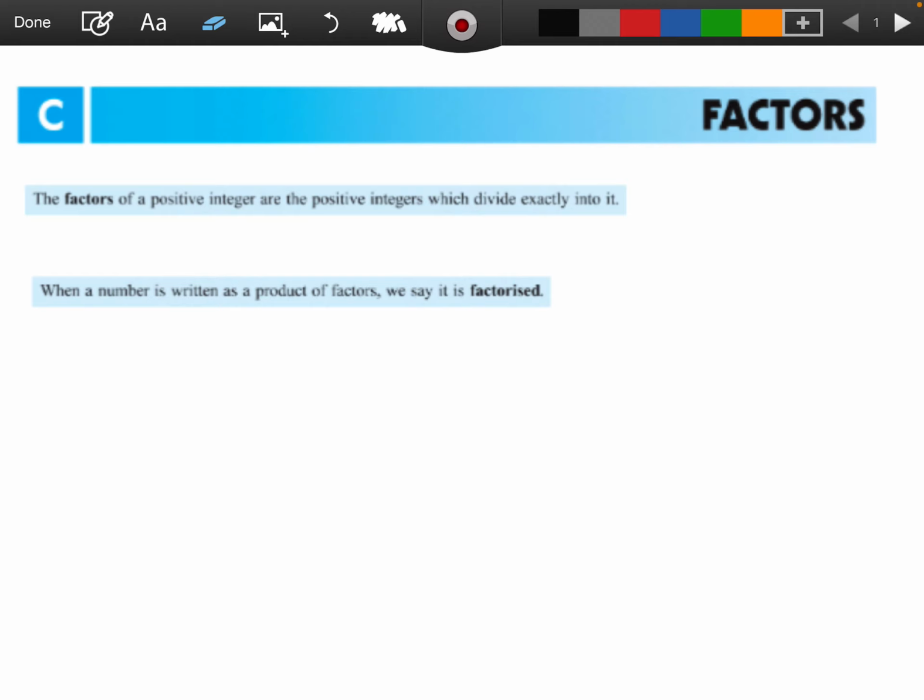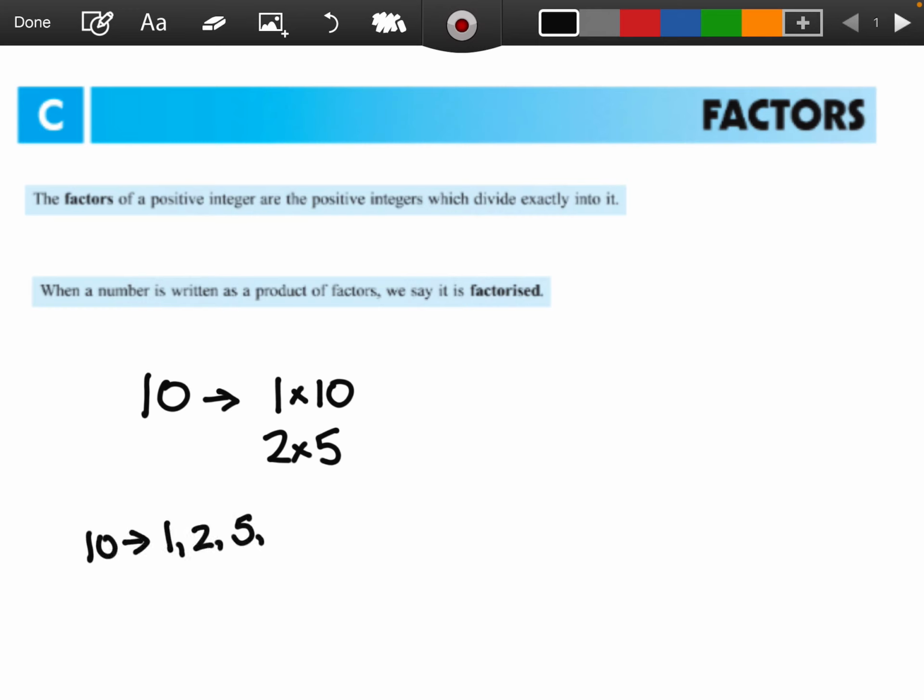So factors of a positive integer are the positive integers which divide exactly into it. It's sort of a complicated way of saying that the factors of a number are the numbers that you can multiply together to get that number. So for example, if we're looking at the factors of 10, you could achieve 10 by multiplication, either by doing 1 times 10 or 2 times 5. So if we were to list the factors of 10, they would be 1, 2, 5, 10. When we're asked to list factors, we generally will do them in numerical order.